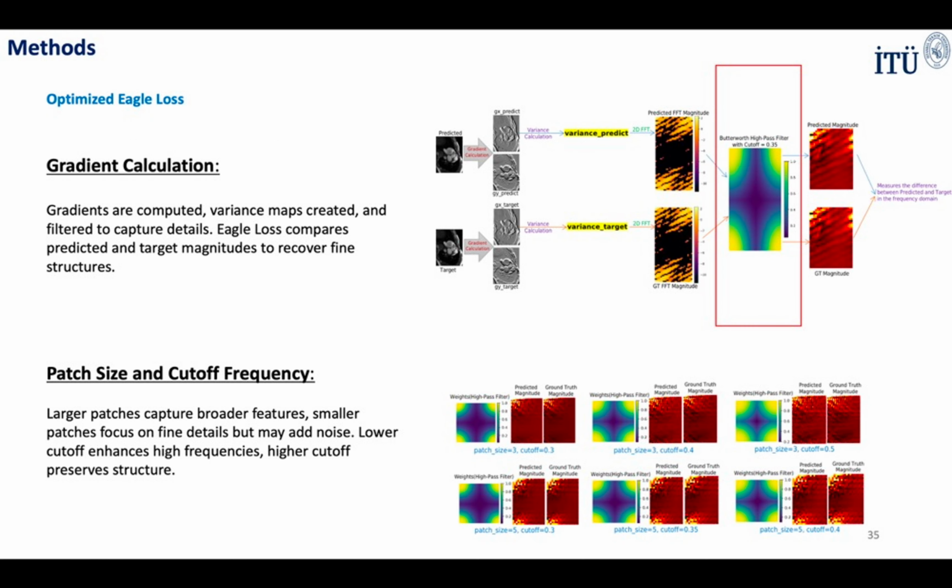In the original Eagle loss, a Gaussian high-pass filter was used to preserve high-frequency components. In this work, it has been replaced with a Butterworth high-pass filter. The Butterworth filter provides more controlled filtering, allowing the model to retain more crucial high-frequency information, which is essential for CMR image reconstruction. This change results in better preservation of fine details without amplifying noise.